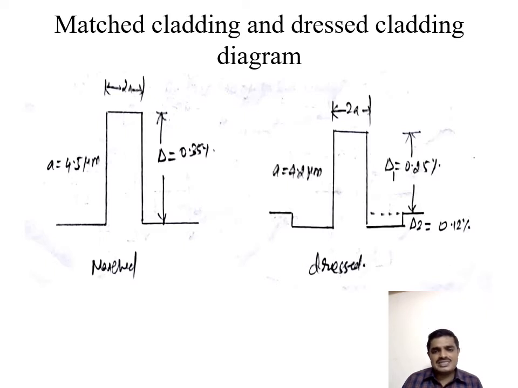Then coming towards depressed cladding, the innermost cladding part has less relative refractive index difference compared to the outermost layer. Because of that, it has two relative refractive index difference values, del 1 is equal to 0.25, del 2 is equal to 0.12. Core radius value may be 4.2 micrometer.